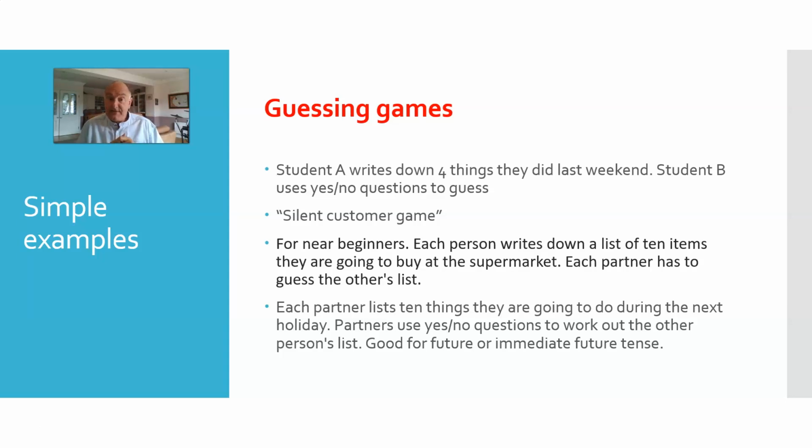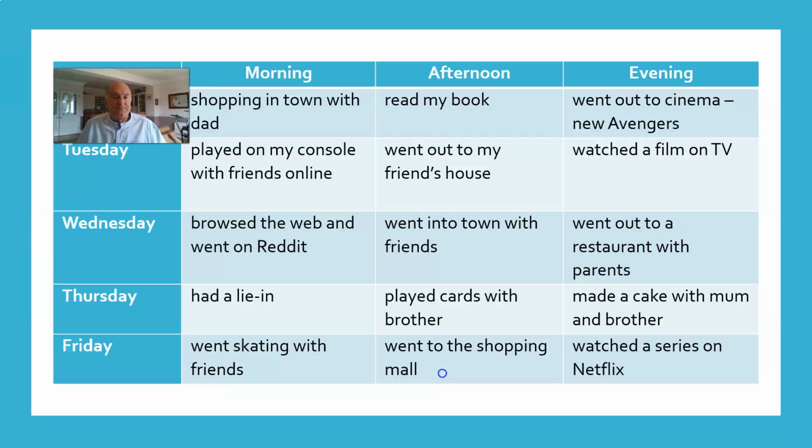A similar idea is the next case, where each partner has a list of 10 items they're going to buy at the supermarket, and their partner has to guess the other person's list. Very simple ones that we can use with beginners. The last example is similar to the first, but this time each partner lists 10 things they're going to do during their next holiday, and partners use yes/no questions to work out what's on the other person's list. That would be good for the future tense, or immediate future tense, shall we say. So some nice simple examples based on the information gap principle.